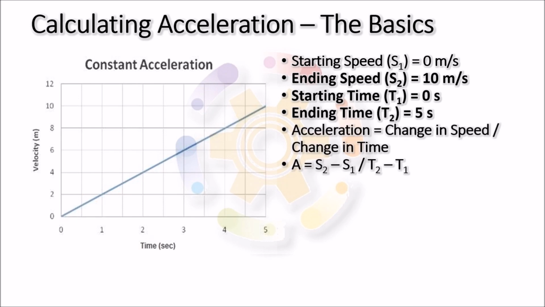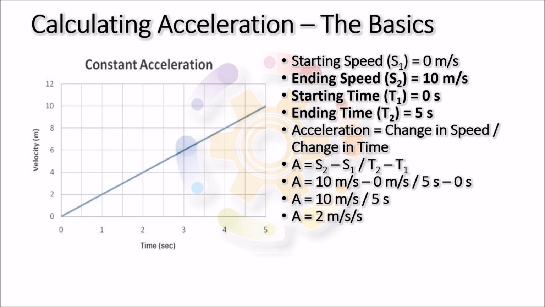As you recall, to calculate acceleration, remember it's the change in speed divided by the change in time. And then we've also got the equation format of a equals s2 minus s1 over t2 minus t1. So when we input our values, we end up with our acceleration equaling 10 meters per second minus 0 meters per second divided by 5 seconds minus 0 seconds. So we end up with 10 meters per second divided by 5 seconds, which gives us 2 meters per second, which we write as 2 meters per second squared.